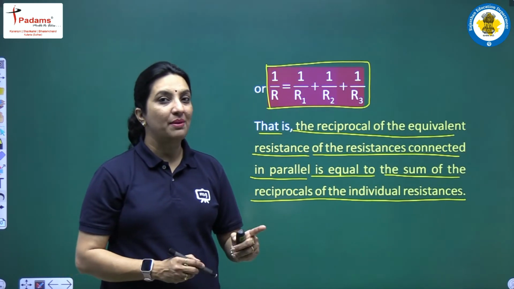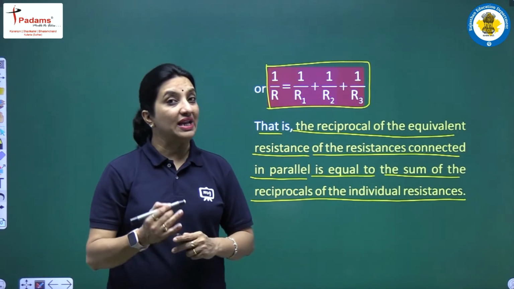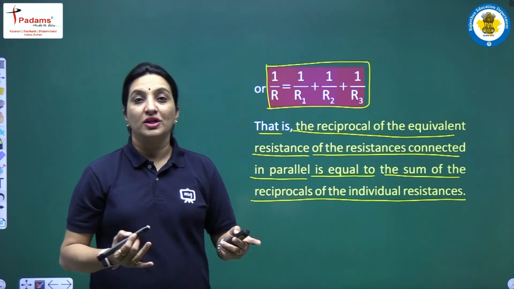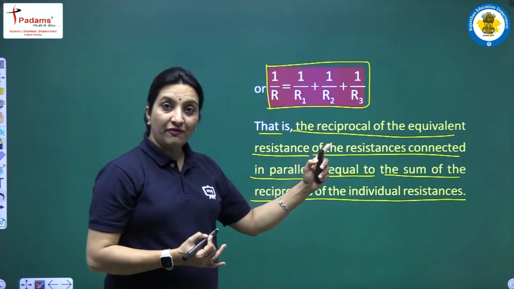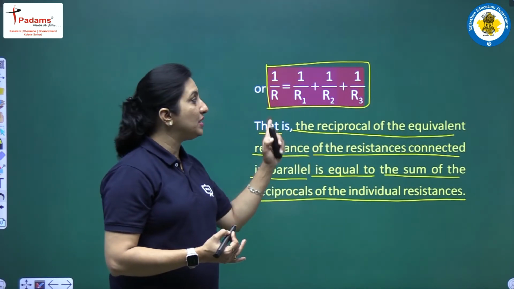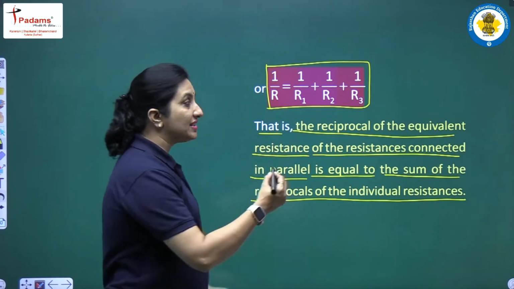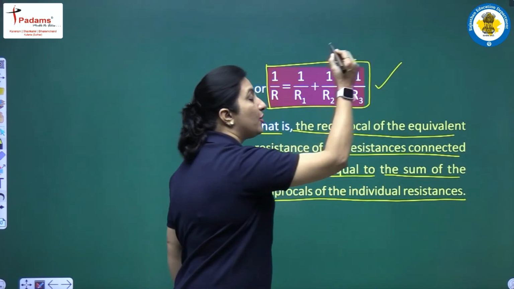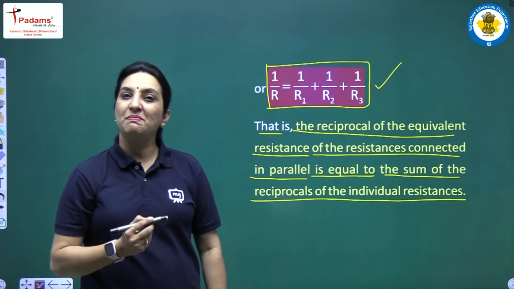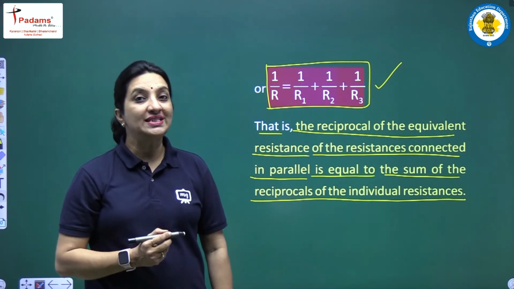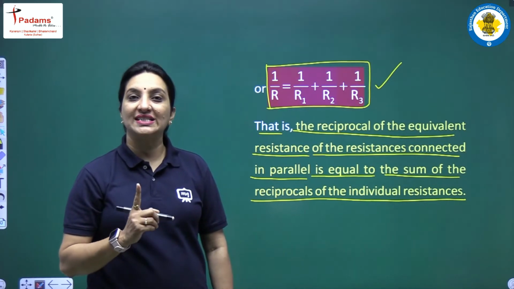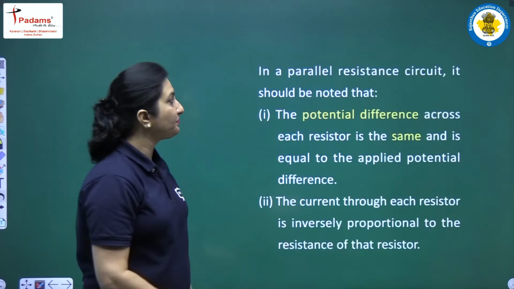So this was an example. We took an example of three resistors. Resistors may be 2, maybe 4, maybe more. So in order to solve the problems given, we need to keep in mind this formula. This is the formula for equivalent resistance of resistors connected in parallel. So students, let's understand the main points for resistors connected in parallel.